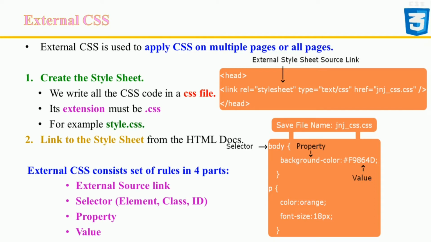External style sheets refer to .css documents that contain CSS properties and values for the entire website. External style sheet is a standard option for web design. Knowing how to link the CSS file to HTML lets you optimize code and create websites with consistent style. An external style sheet consists of a set of rules in 4 parts: external source link, selector, property, and value. It may be written in any text editor but must be saved with a .css extension.